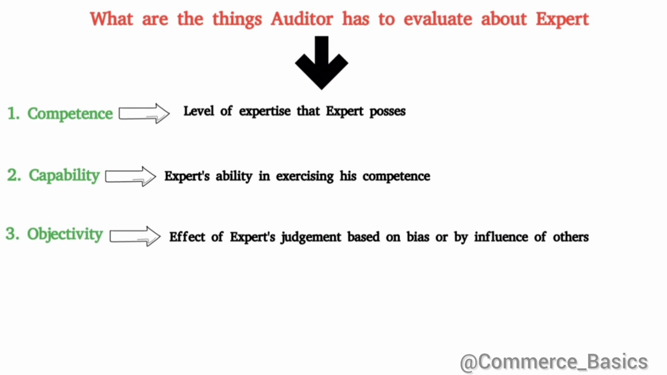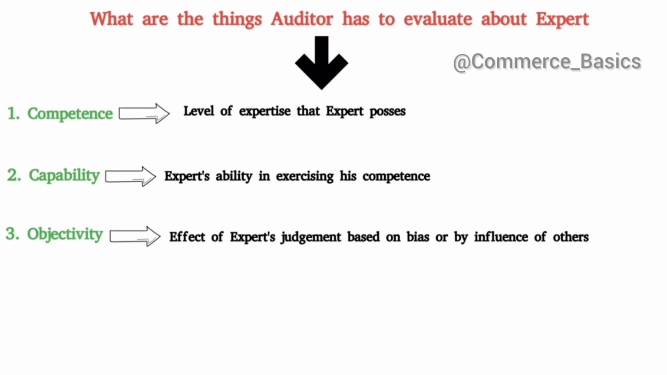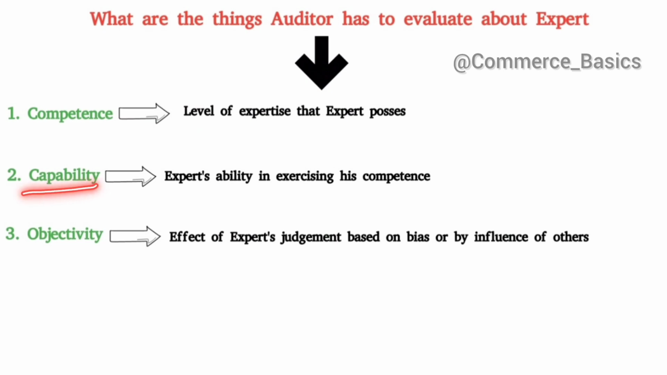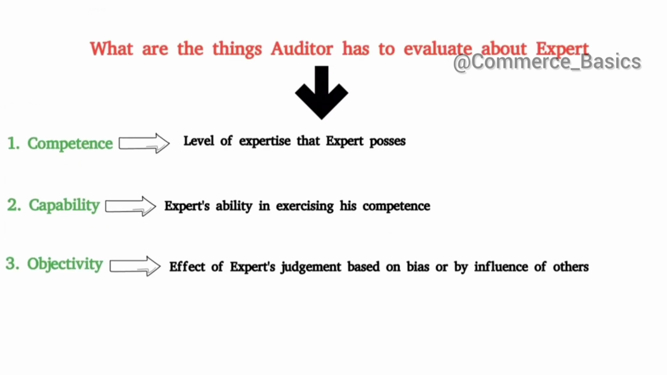So what are the things the auditor has to evaluate about the expert? Once we conclude that this person is the auditor's expert, what are the things the auditor has to see in him? First is competence. Competence means the level of knowledge that the expert possesses, what kind of knowledge he has. The second thing is capability. Just because he has knowledge, that doesn't mean he's the right person. So we have to check whether he has the ability to exercise his competence. The third thing is objectivity. We have to evaluate whether he is biased or can be influenced by others in his judgment. These are the three things the auditor should evaluate in the expert.